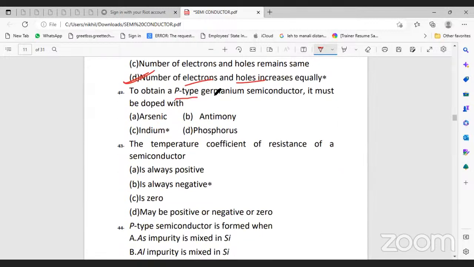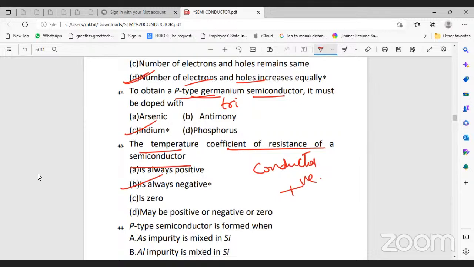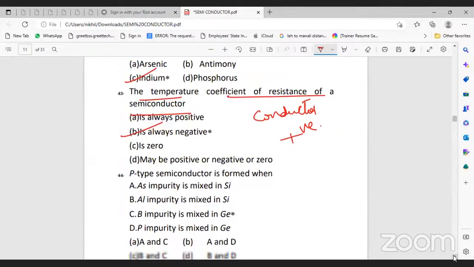To obtain a p-type germanium semiconductor, it should be doped with indium. It should be doped with a trivalent. The temperature coefficient of resistance of a semiconductor is always negative. Please remember, for a conductor it should be positive. For a semiconductor, it should be negative.